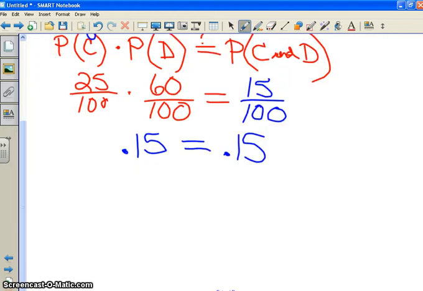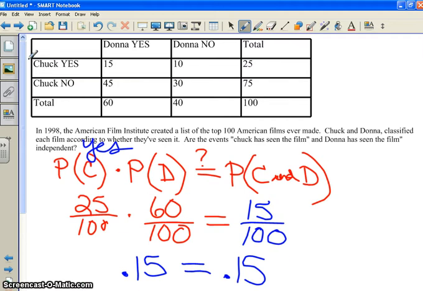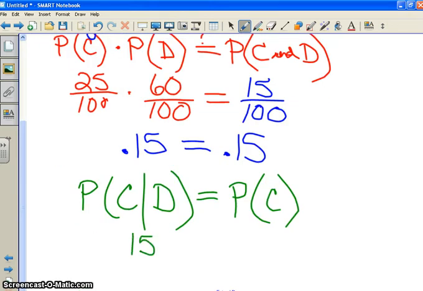Now I'm going to demonstrate how you could do this with your conditional equation. Does the probability of Chuck seeing the film, given that Donna has seen it, equal the probability of Chuck seeing it? So according to the two-way table, we are given Donna. There you go. She has seen the film. So there's 60 movies that she has seen. What is the probability that Chuck has seen one of those films? Right here, 15 out of the 60. So the probability that Chuck has seen a film, given that Donna has seen it, is 15 out of 60.